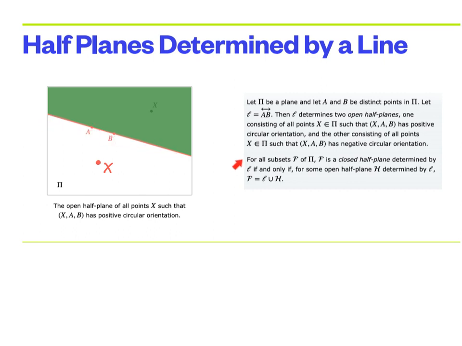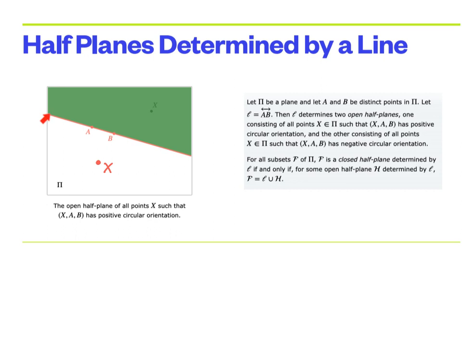Now let's continue with the definition. For all subsets F of pi, F is a closed half plane determined by L if and only if, for some open half plane H determined by L, F is equal to L union H. So what is this saying? Well, right now I'm looking at this open half plane. It does not include the line L, which is the line AB.